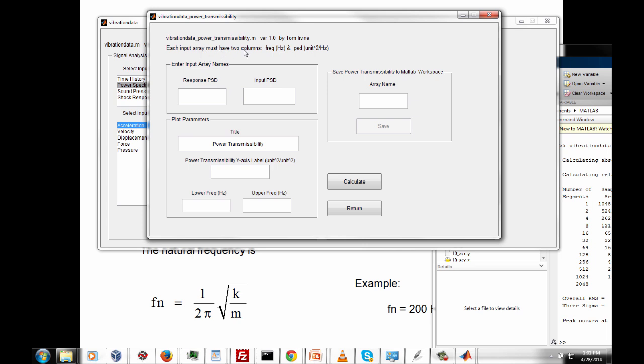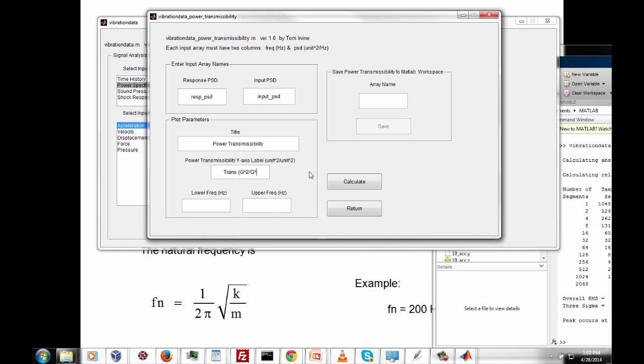So each array must have two columns, frequency in hertz and PSD in unit square per hertz, which is typically going to be g² per hertz. So for our response PSD, this is what we have already in MATLAB, RASP_PSD. Our input PSD is going to be input_PSD. This will be a power transmissibility function, and it's going to be called trans. It's going to be g squared out over g squared in.